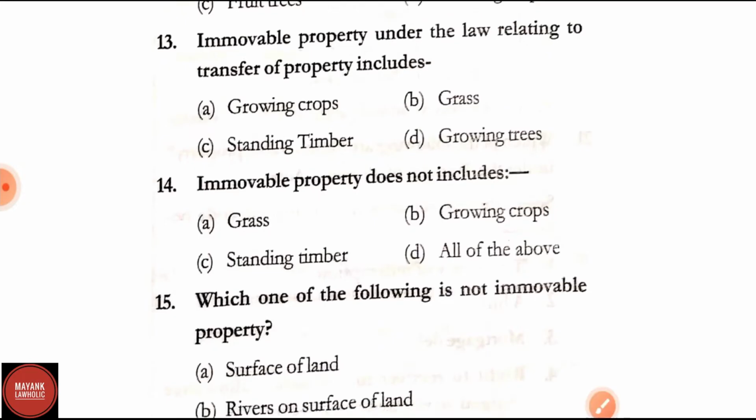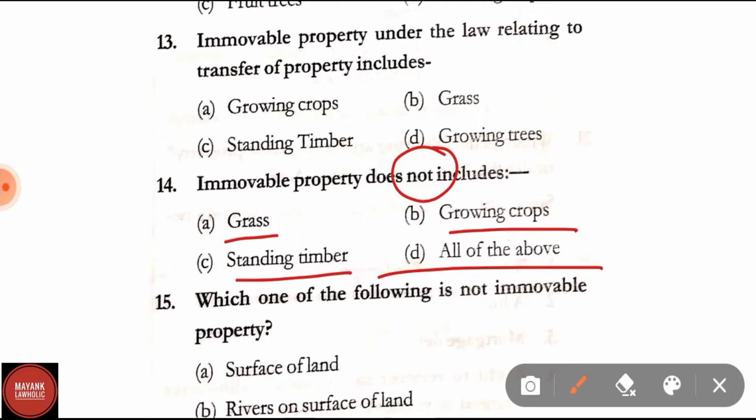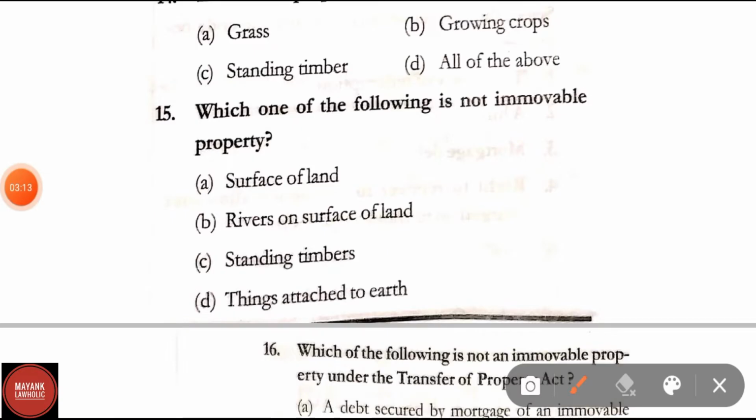Question number 14. Immovable property does not include. Options are grass, growing crops, standing timber, all of the above. Here the correct answer is option D, that is all of the above. That is, grass, growing crops and standing timber are not included in immovable property. Question number 15. Which of the following is not the immovable property? Surface of land, river on surface of land, standing timbers, things attached to earth. Correct answer is option C, standing timbers. Standing timbers is not immovable property.